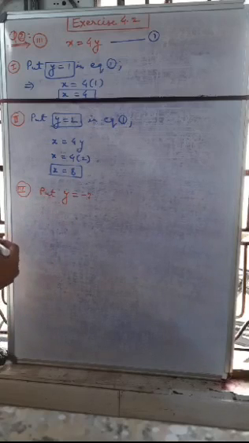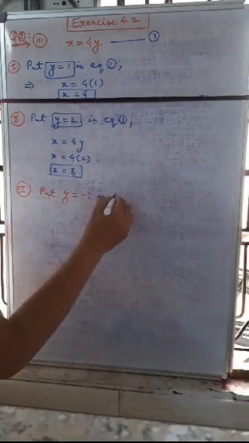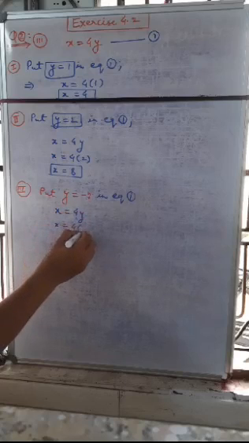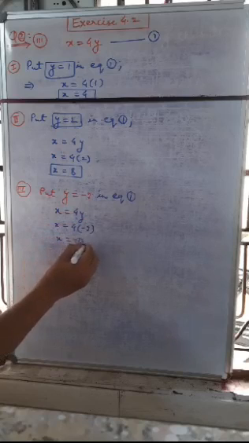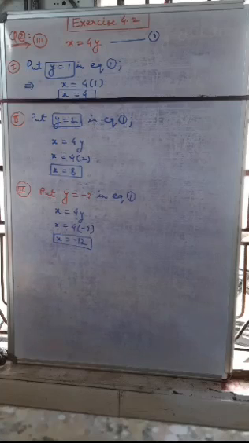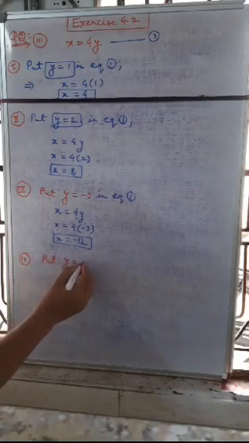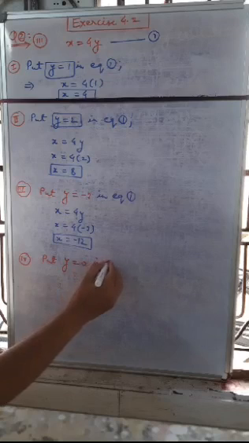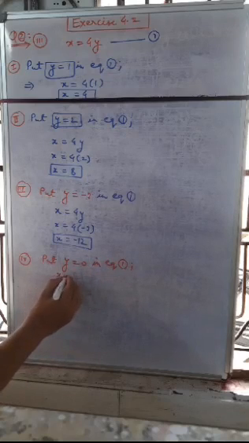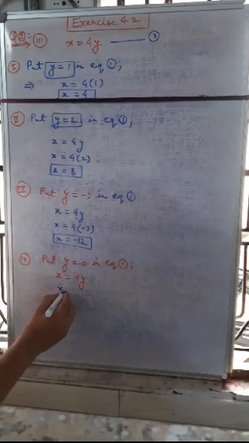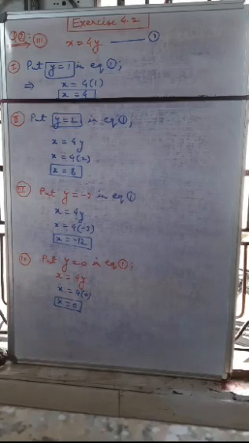Put y is equal to minus 3 in equation 1. So again you have the equation x is equal to 4y, so put here 4 into minus 3. So x is equal to minus 12. So it is the third solution. And the last one, the fourth solution, put y is equal to 0 in equation 1. So again we have the equation x is equal to 4y. So x is equal to 4 into 0, which is equal to 0. So that is the fourth solution of this equation.